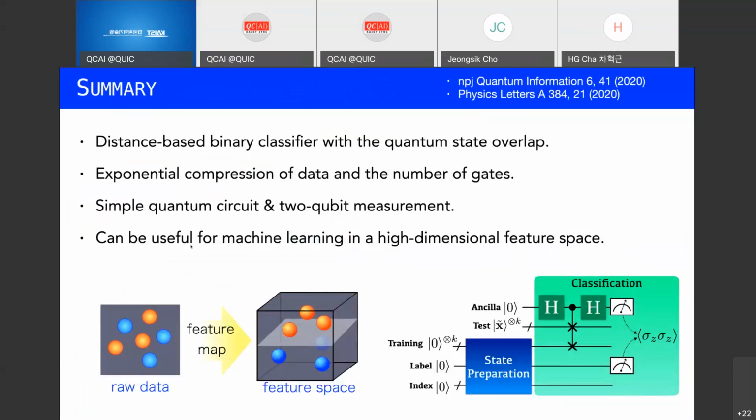Okay, so let me summarize. We've designed a distance-based binary classifier with the quantum state overlap as a kernel function. This could provide exponential compression of data and also exponentially fewer gates with respect to the dimension and size of the data. The circuit is relatively simple, and it only requires a 2-qubit measurement regardless of the dimension of the data and the number of data points, which could be useful if we really want to implement it on real hardware. We expect that this could be useful for machine learning in a high-dimensional feature space.